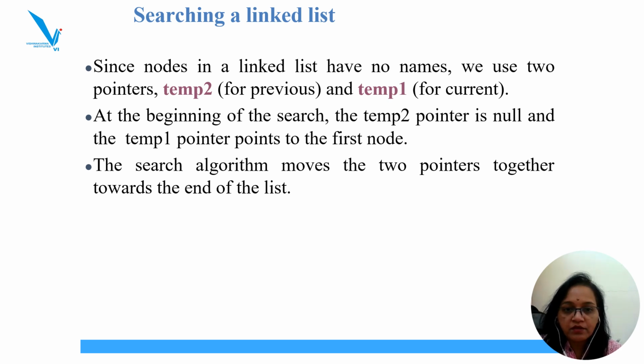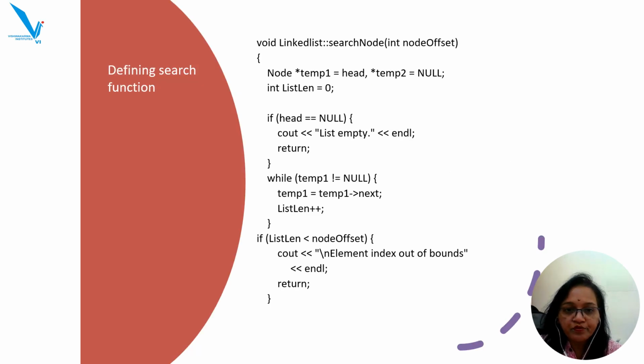The search algorithm moves the two pointers together towards the end of the list. Let us see the code for it. So, defining the search function. We have our linked list class. In that we have defined the search node function, and we have to pass the position or the offset at which position we want to search the node.